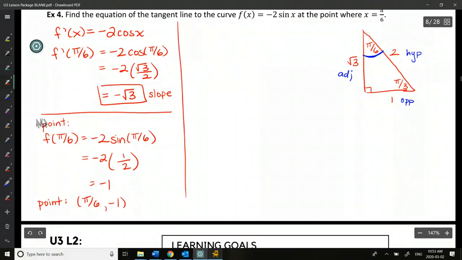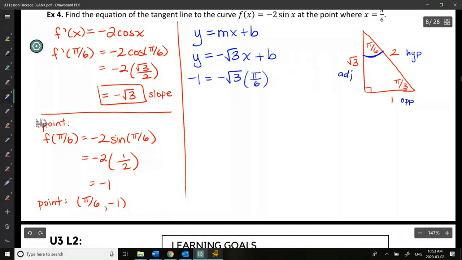Okay, so here's what we've got so far. In y equals mx plus b form, we have negative root 3 as our slope. And we can also plug in a point on the line. So we know that our point is pi over 6, negative 1. Okay, so I'm just merging these two together and moving them to the other side here.